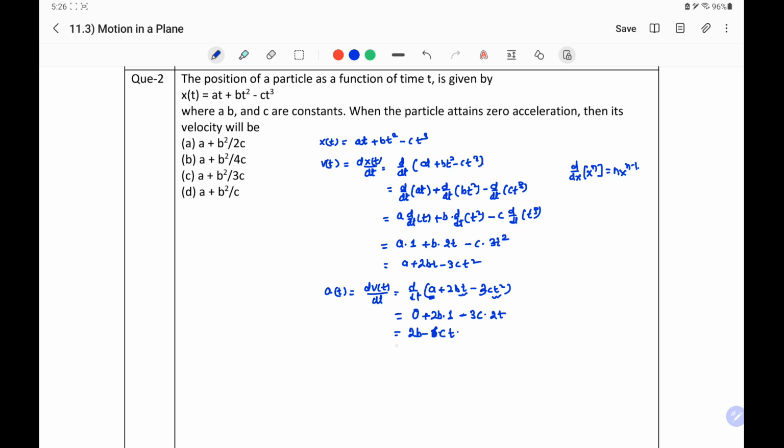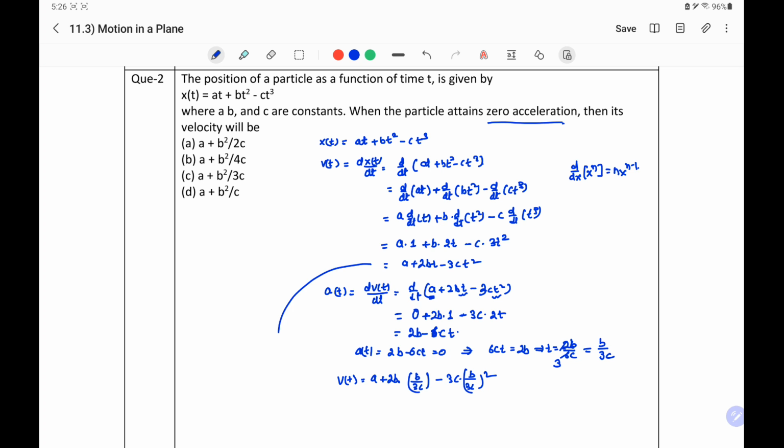As per the question, we have to find the time when the acceleration is 0. So to have 0 acceleration, we will put 2b minus 6ct equal to 0. This implies that 6ct is equal to 2b, or t is equal to 2b by 6c. These two get cancelled, so t will be b by 3c. And we have to find the velocity at that time. So velocity will be a plus 2b into t, where t is b by 3c, minus 3c into t square, that is b by 3c whole square.